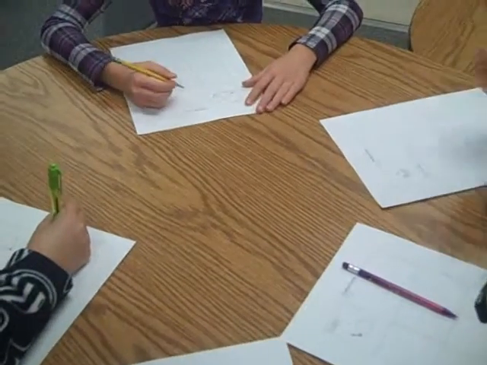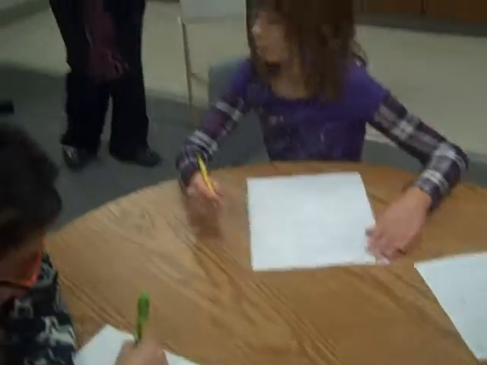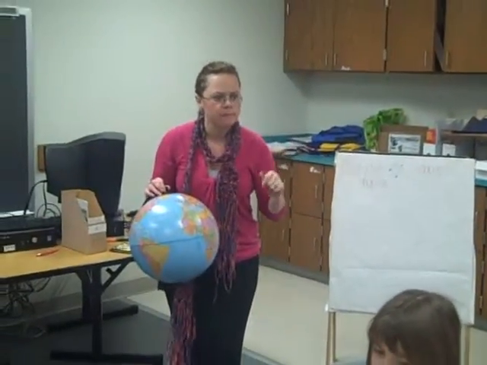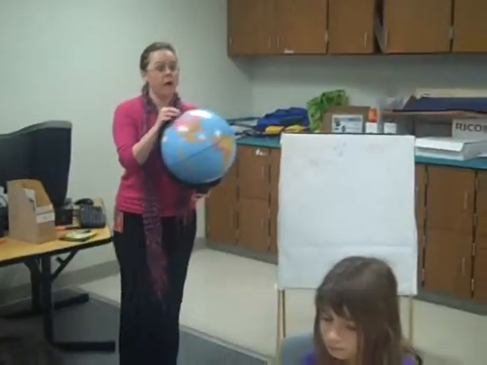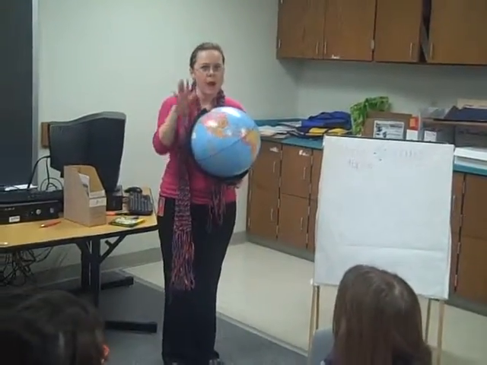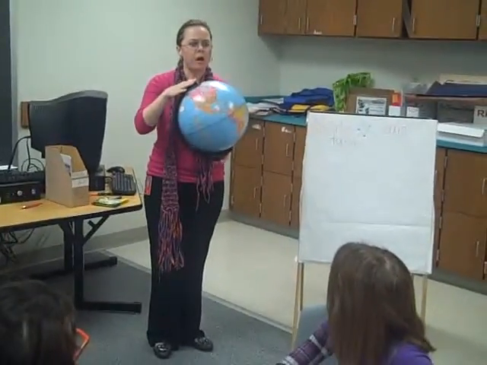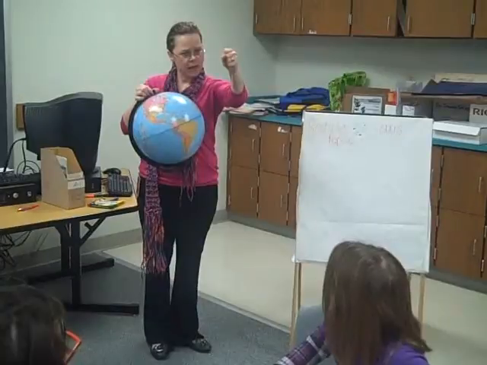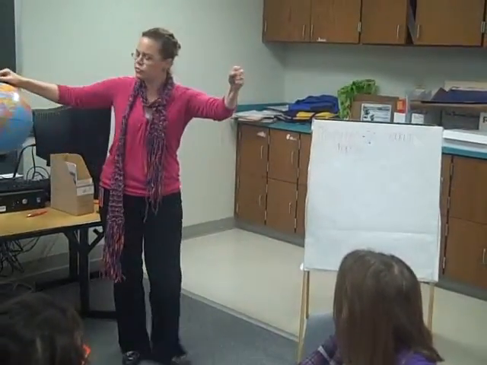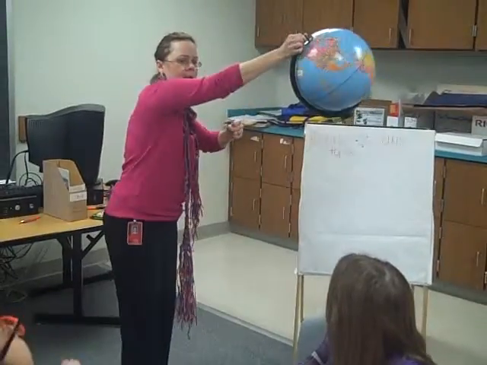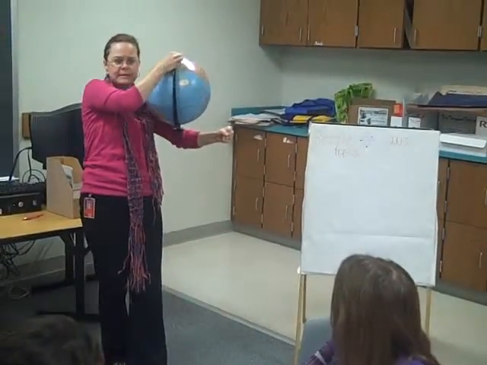The second really big word that we need to know is revolve. Can everybody say revolve? Revolve. Okay, revolve is why we have seasons. Our earth revolves around the sun. So if my hand is the sun, then the earth goes all the way around in an orbit. And it's why we have seasons.